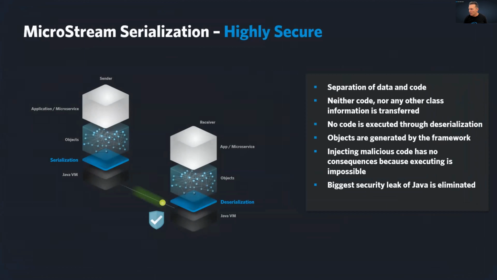And now with MicroStream, you can serialize all Java types. You can serialize objects from third-party APIs, and through deserialization, no code is executed. So this is the main point. We strictly separate data from code. We only transfer the data, and no code is executed through deserialization. And the objects are generated by the framework. So injecting and executing malicious code is impossible.